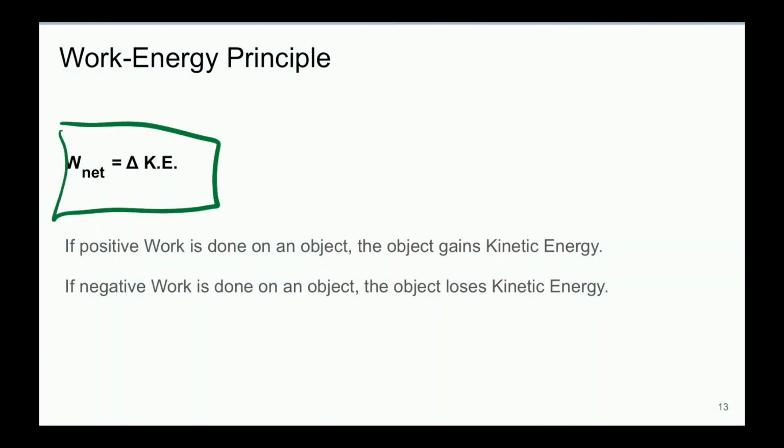Finally, the work-energy principle. I have stated before, work and energy are sort of related. It's kind of difficult to explain. What we're going to do here is introduce this equation: the net work is the change in kinetic energy of an object or a system. So if I have positive work, I'm going to get a positive change in kinetic energy. That means the thing speeds up. If I have negative work, I'm going to get a negative change in kinetic energy. It means the thing must have slowed down.